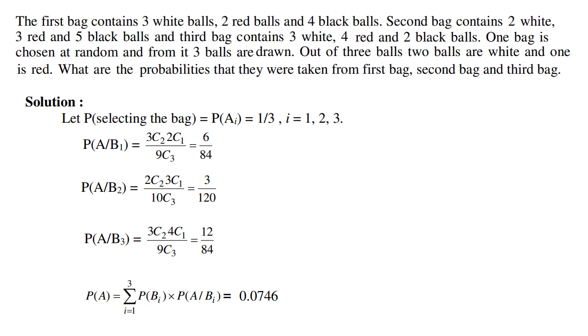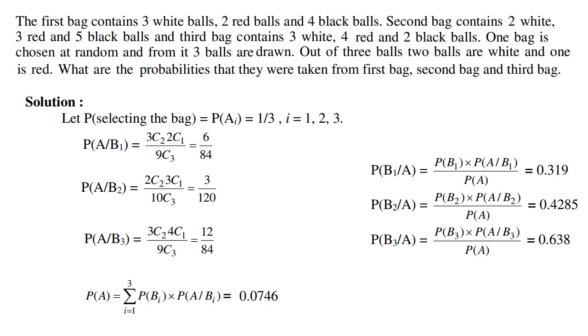So the answer is going to be 6 divided by 84, and P of A divided by B2 is going to be 2C2 3C1 divided by 10C3, and P of A divided by B3 is going to be 3C2 4C1 divided by 9C3. So then P of A is going to be equal to summation of i equal to 1 to 3 P of Bi into P of A divided by Bi. So by multiplying that we will be getting the value as 0.0746.